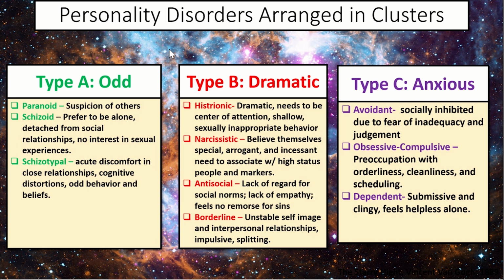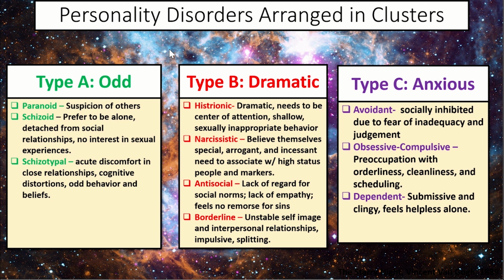Type B are the dramatic. The histrionic are dramatic. They need to be the center of attention. They're shallow. They're sexually inappropriate, and they have the tendency to perceive relationships as more intimate than they actually are. The narcissistic believe themselves special. They're arrogant, and they're insensitive to the needs of others. They have an incessant need to associate with high status people and markers. They think very highly of themselves.